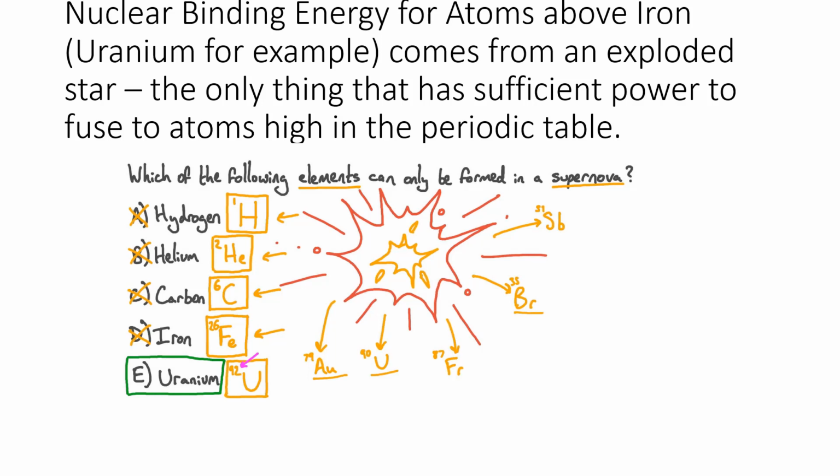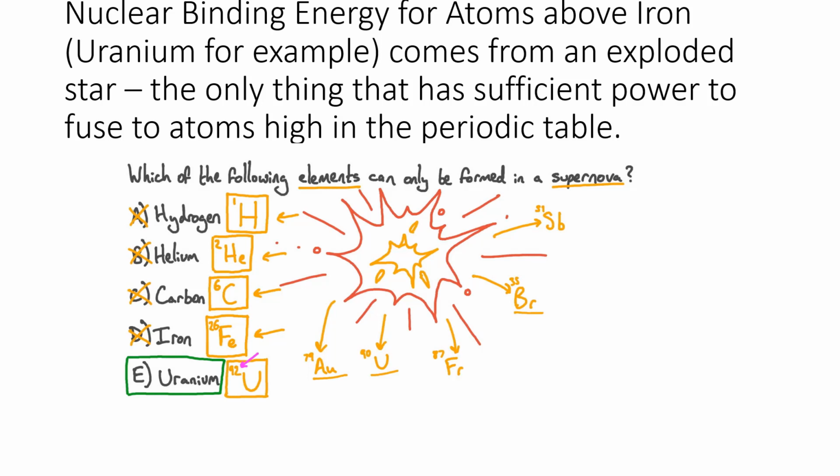Nuclear binding energy for atoms above iron, uranium, for example, which we'll deal with in this presentation, and which was the atom used in the first nuclear fission bomb. So the binding energy comes from an exploded star, at least for uranium.